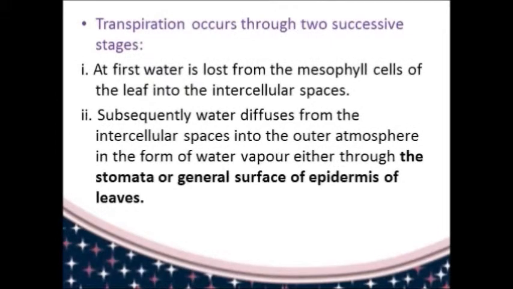Transpiration occurs through two successive stages. At first, water is lost from the mesophyll cells of the leaf into the intercellular spaces. Subsequently, water diffuses from the intercellular spaces into the outer atmosphere in the form of water vapor, either through the stomata or the general surface of the epidermis of leaves.